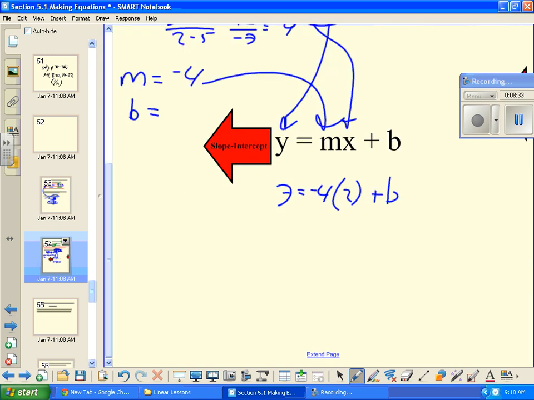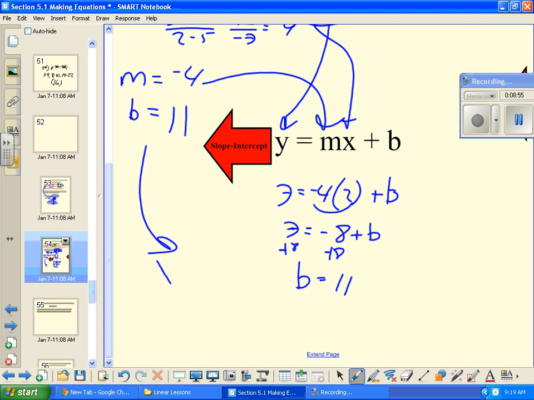So now, at least there's the equation that can help me get the y-intercept, to get b. Now I've got to solve this and get b by itself. Negative 4 times 2 gives me negative 8. So 3 equals negative 8 plus b. Add 8 to both sides, and b equals 11. So I've got my y-intercept as 11. Just like we usually do, I can make my equation now in slope-intercept form. y equals, oops, not m, we found that. y equals negative 4x plus 11.